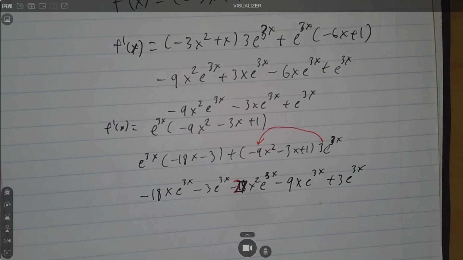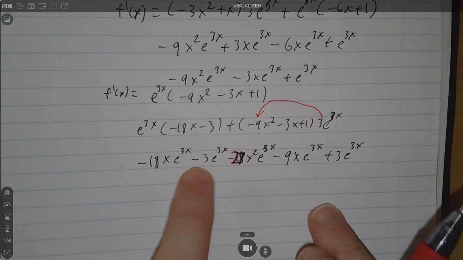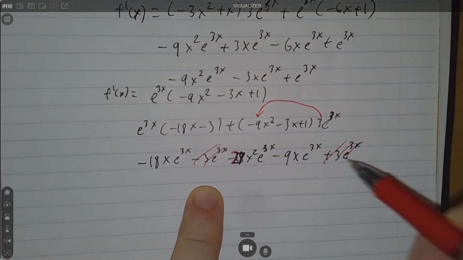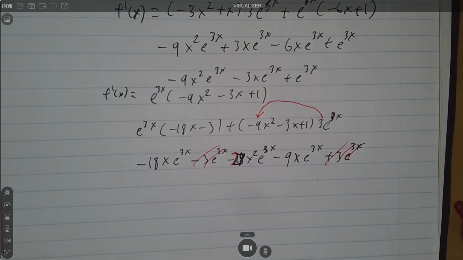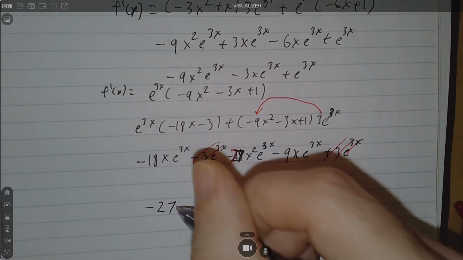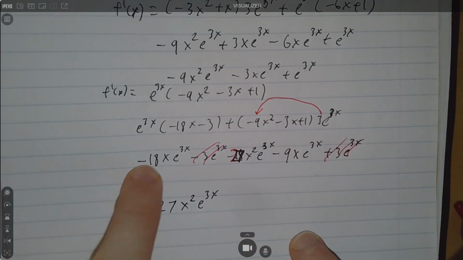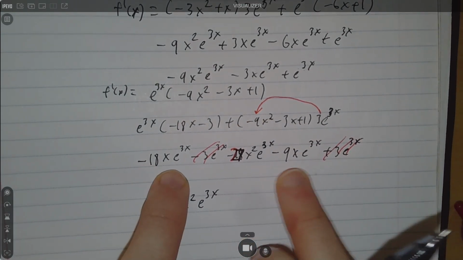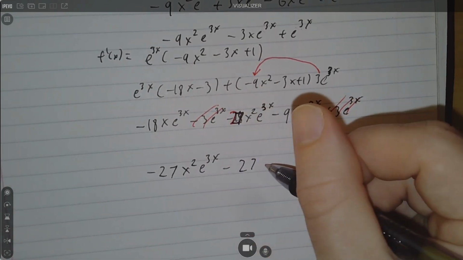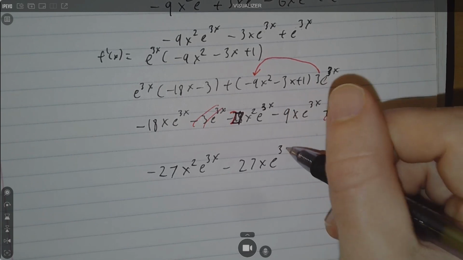Okay? So what's going to happen here is some terms are going to cancel. Notice that we have a negative 3e to the 3x and plus 3e to the 3x here. Those are going to cancel because they're just opposite terms. This term is going nowhere because it's negative 27x squared, the only x squared term, so I can't combine it with anything. And then I've got negative 18 minus 9. They're the same term, so they go together. Minus 27x e to the 3x.